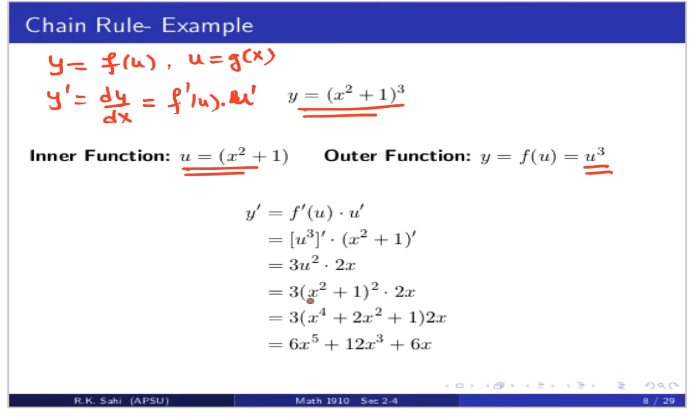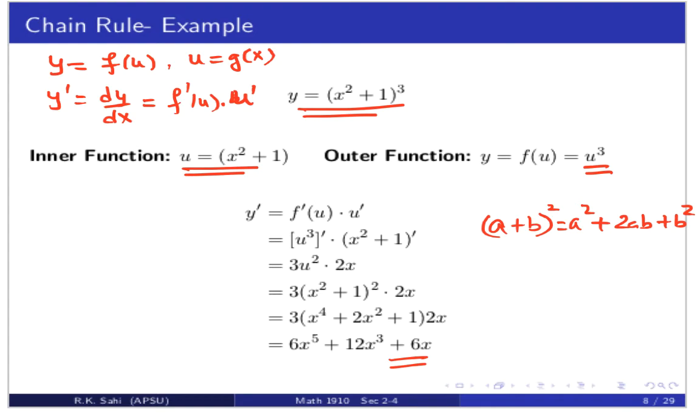Now let's apply the squaring formula. Remember, a plus b the whole square, I hope, guys, you remember, is a squared plus 2ab plus b squared. So what do we get? 3 times x to the fourth plus 2x squared plus 1, times 2x. And then you just open this up. You get 6x to the fifth plus 12x cubed plus 6x. That's exactly what we got earlier.